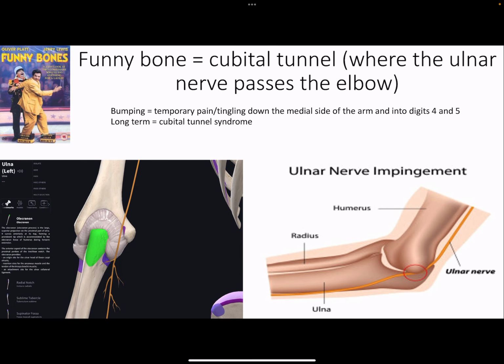Makes sense. If you ever bump your funny bone, it's of course not really a bone. It's just your ulnar nerve passing down the medial epicondyle, and there's a region called the cubital tunnel, where it can be compressed, or if you bump it, you might have a pain or tingling moving down the side of your arm. That's the funny bone feeling. Now, if you have long-term compression and pain and tingling, that's known as cubital tunnel syndrome.